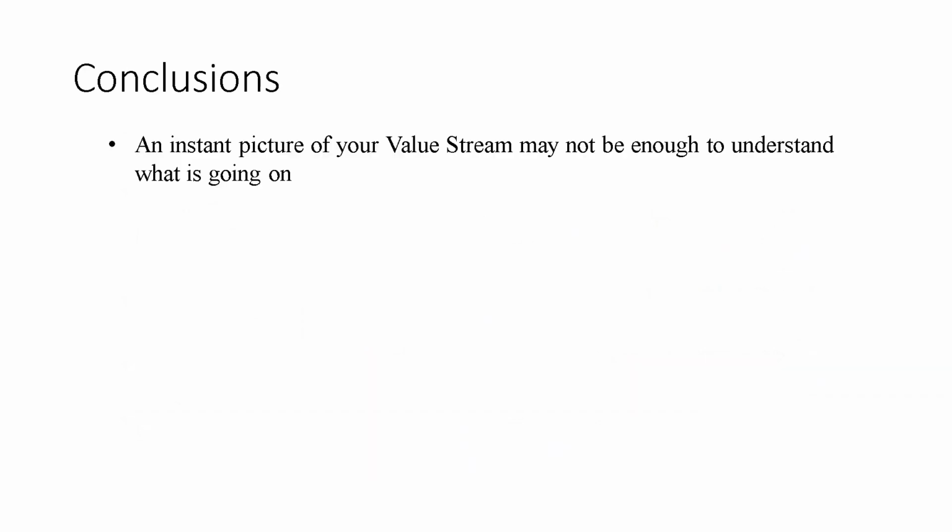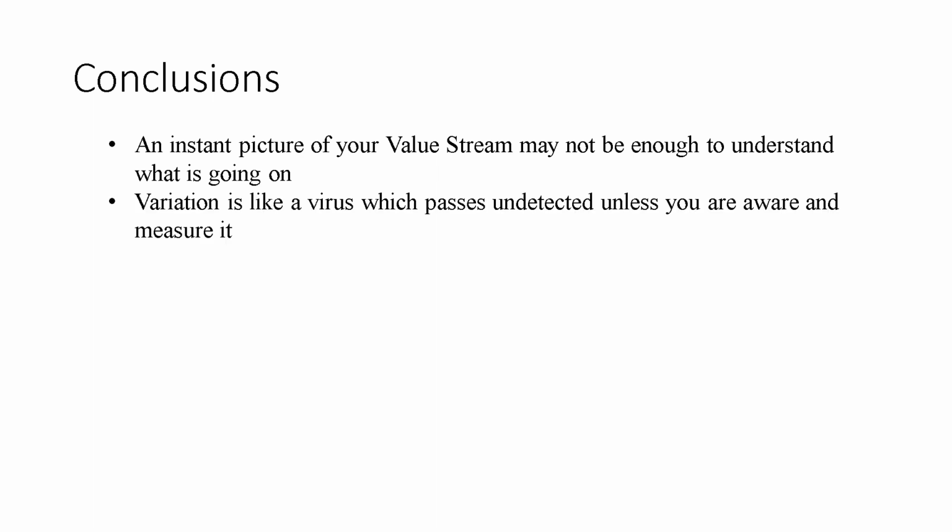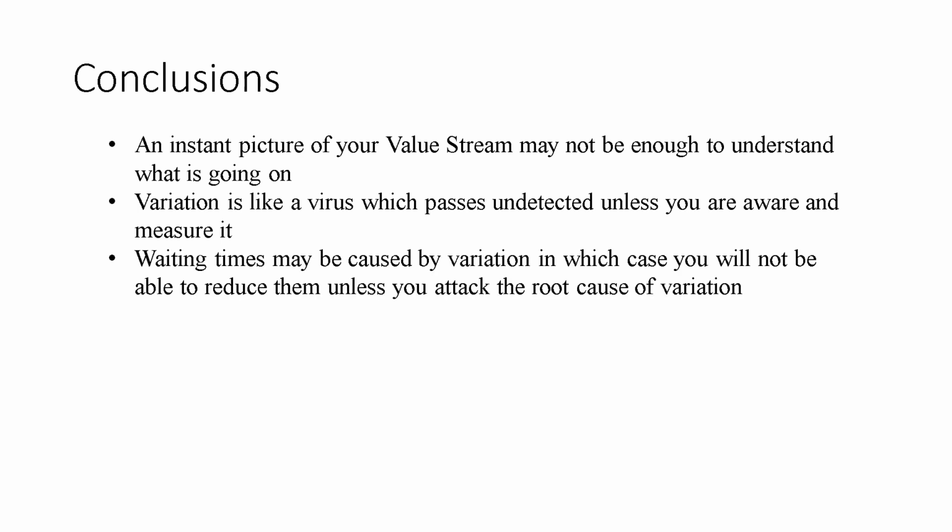An instant picture of your value stream may not be enough to understand what is going on. Variation is like a virus which passes undetected unless you are aware and measure it. Waiting times may be caused by variation, in which case you will not be able to reduce them unless you attack the root cause of variation.